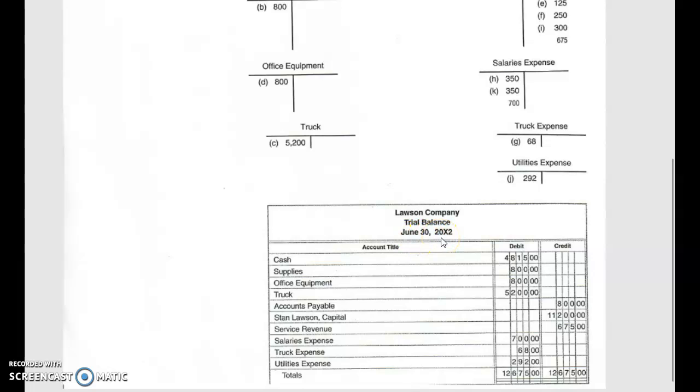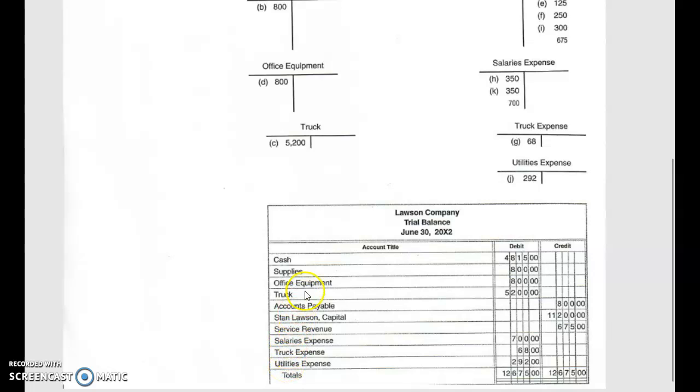And then the way to prepare it, you're going to list all of the accounts, and they list in a certain order. You notice here, you list your assets first. You have cash, supplies, office equipment, and truck, and then you list your liabilities. The only one we have right now is accounts payable. You will list your capital, Stan Lawson Capital, then you list revenue, and then you list your expense accounts.